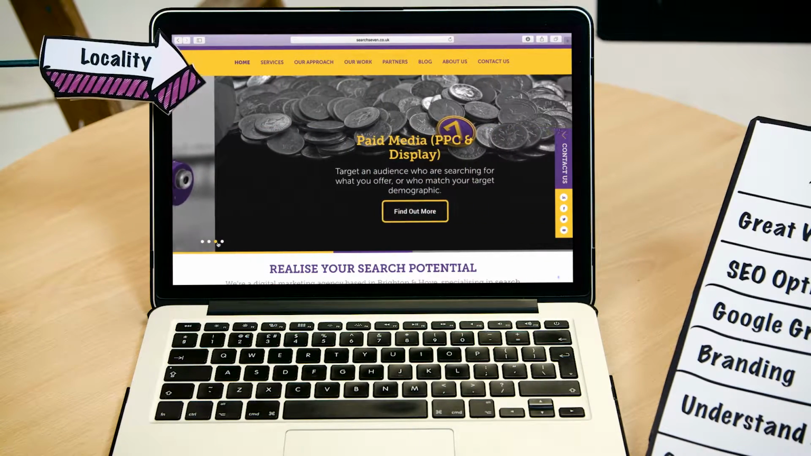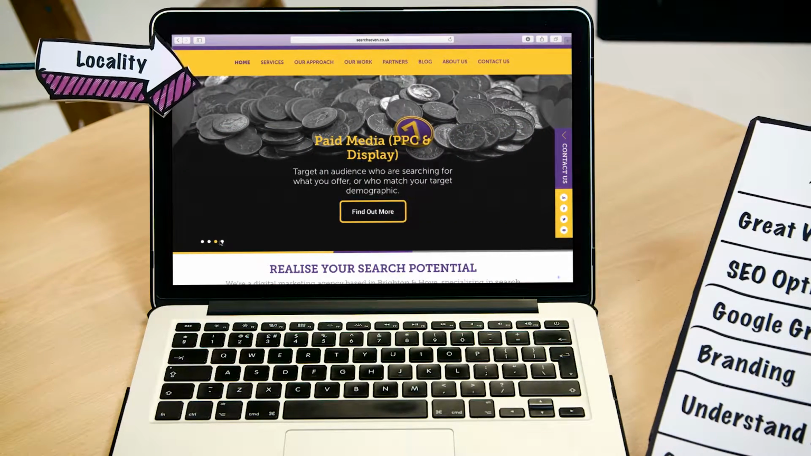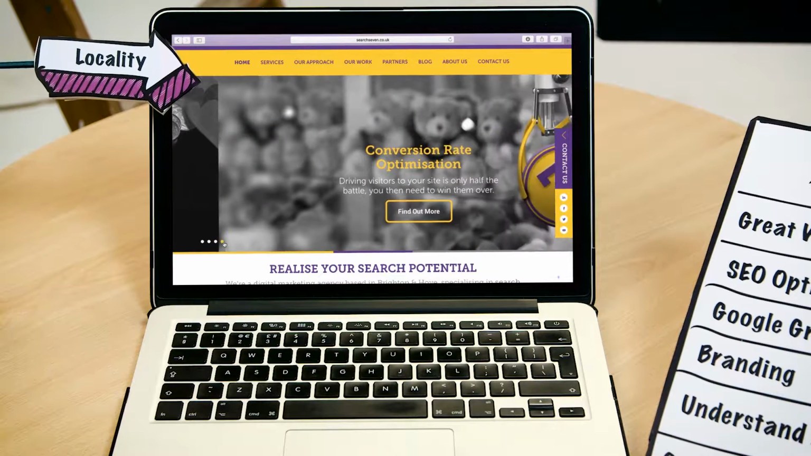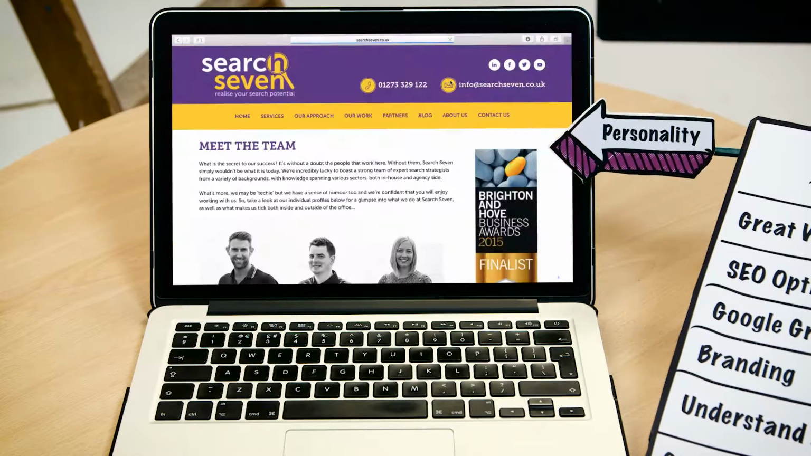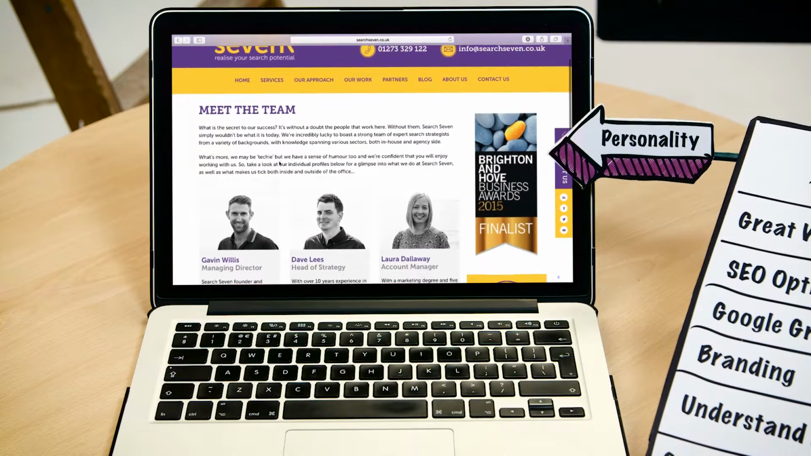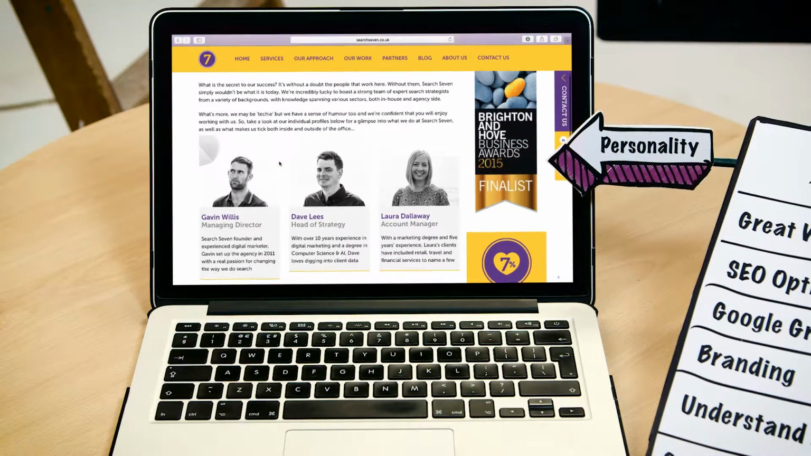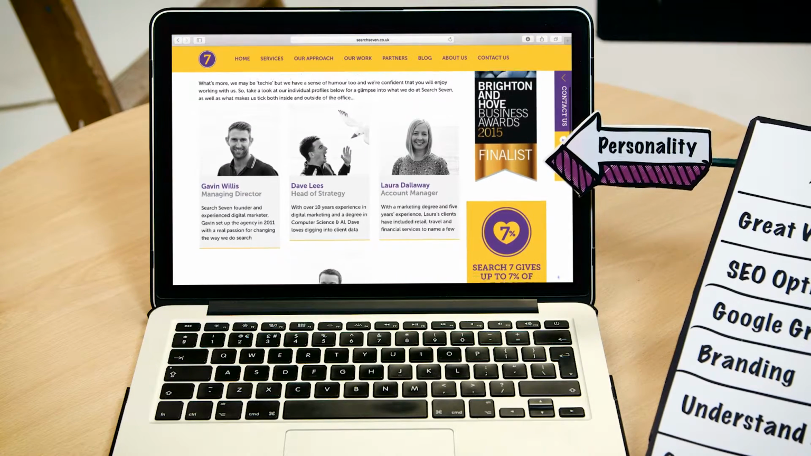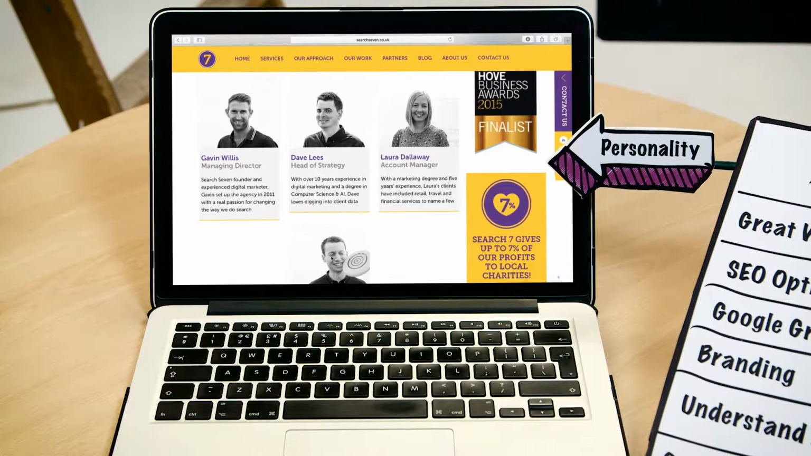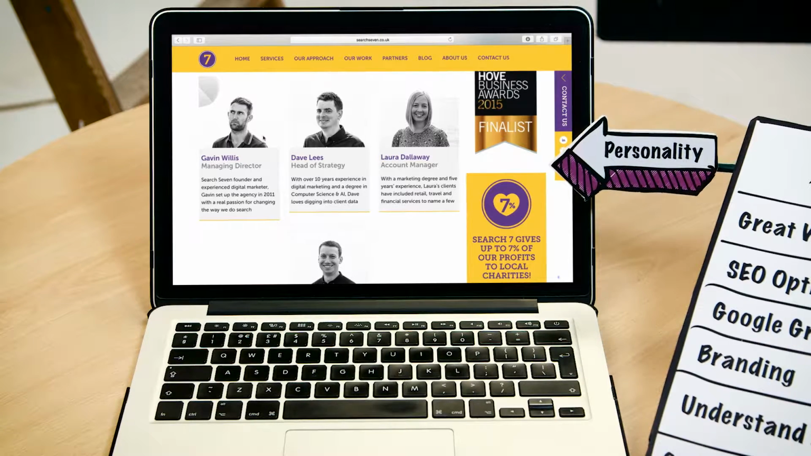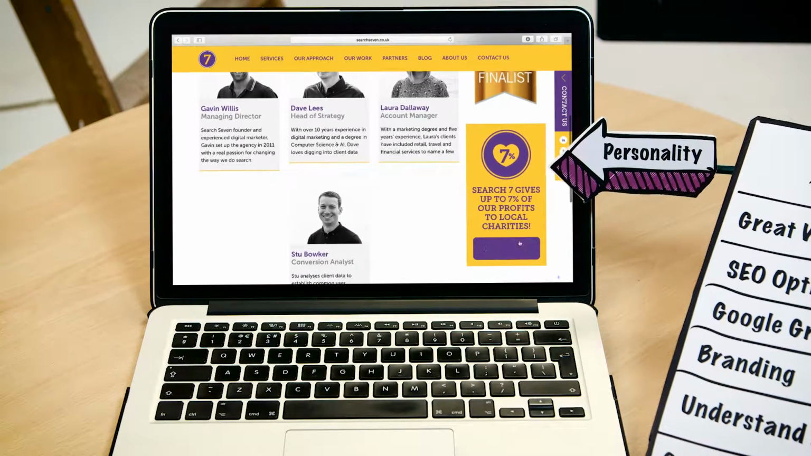Locality. They're Brighton-based and proud of it. Imagery is therefore used to communicate this clearly. Serious yet fun. Let's be honest. There is a lot of very technical stuff that these guys know, but people buy from people. So using an honest tone of voice, they communicate that they're human, just like the rest of us.